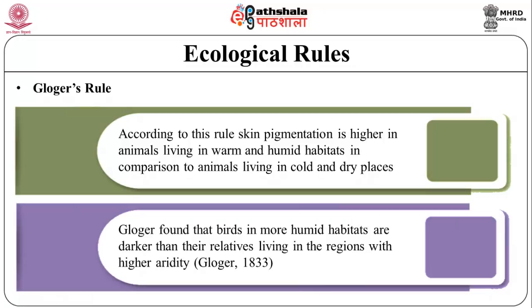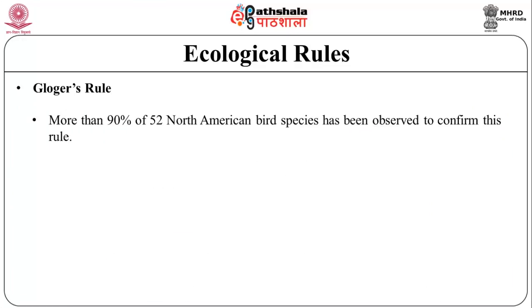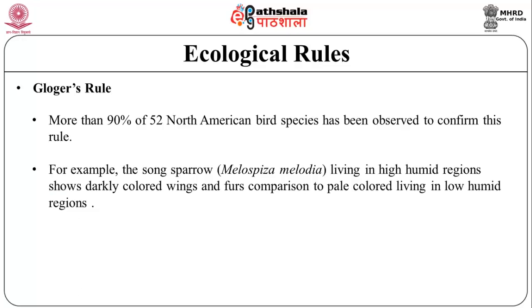During this study, Gloger found that birds in more humid habitats are darker than their relatives living in the regions with higher aridity. More than 90% of 52 North American bird species have been observed to confirm this rule. For example, the song sparrow living in highly humid regions shows darkly colored wings and fur in comparison to the pale colored ones living in low humid regions.